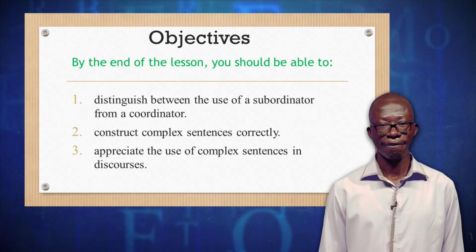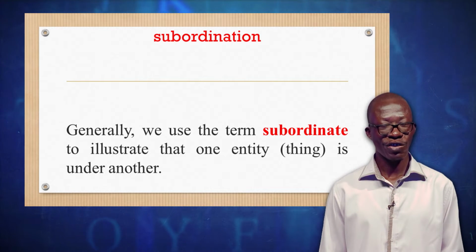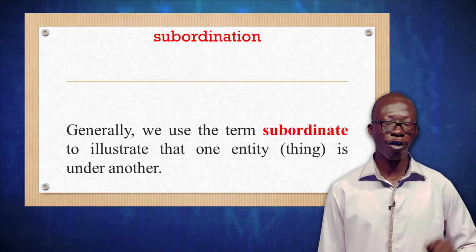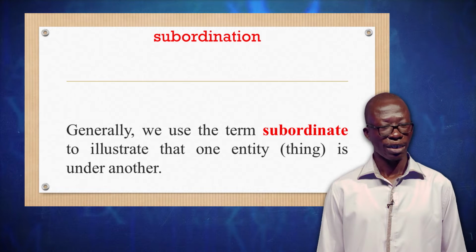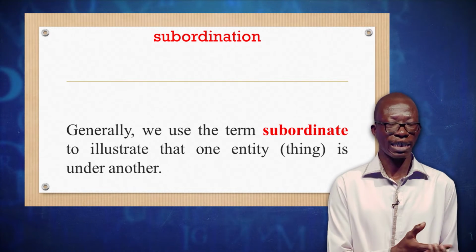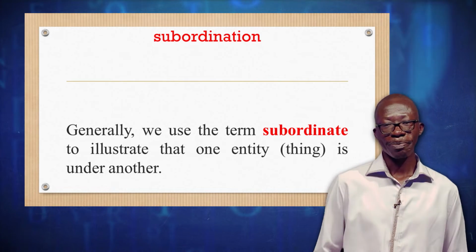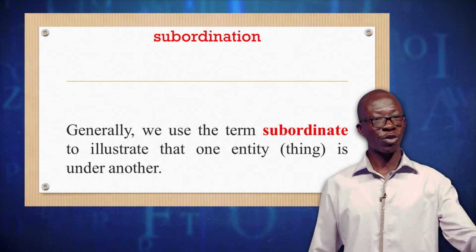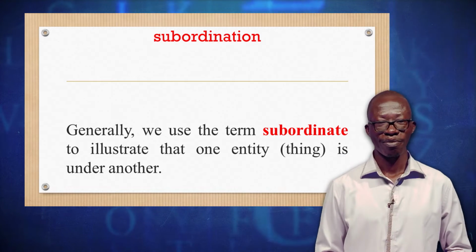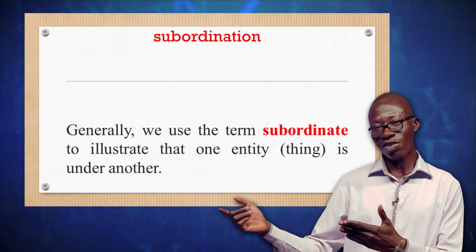Now let's go into the lesson. Subordination. Today we are going to introduce subordination as a continuation of our discussion on complex sentences. Generally, we use the term subordinate to illustrate that one entity, one particular thing, be it human or whatever, is under another. So you hear someone say, that's my superior. It means he or she is over that person. And you also hear someone say, that's my subordinate. It means that person is under him or her.